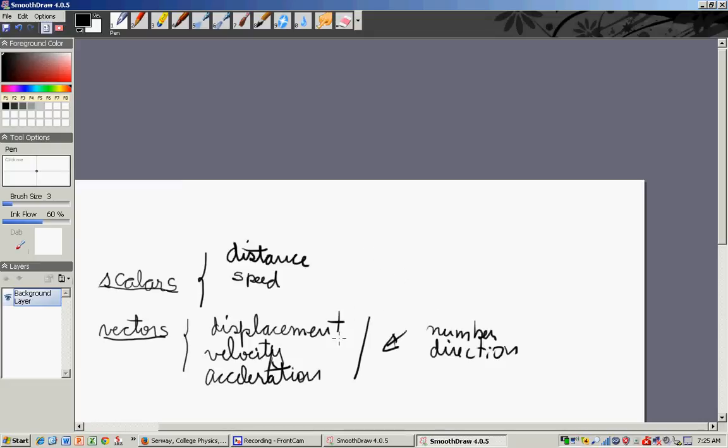So displacement, velocity, and acceleration are quantities requiring not only numbers to define them, but also direction. And scalars require only a number. Okay.